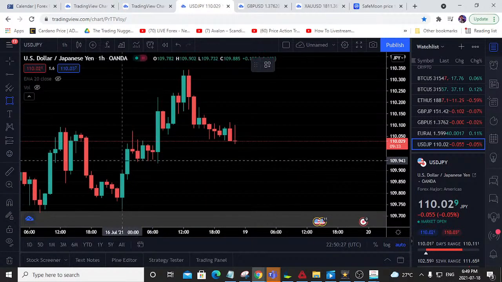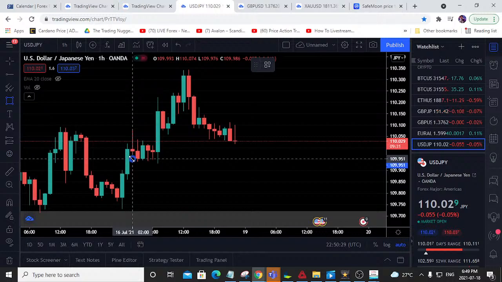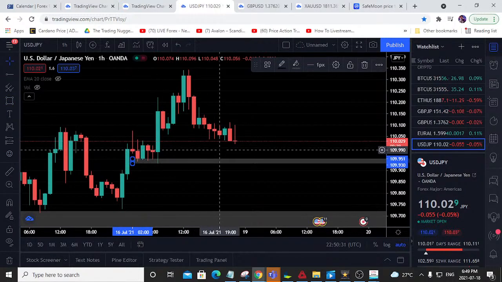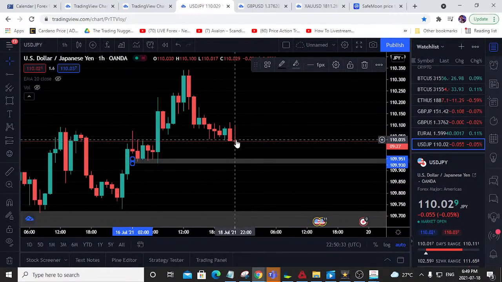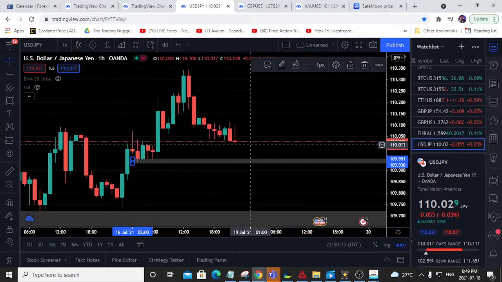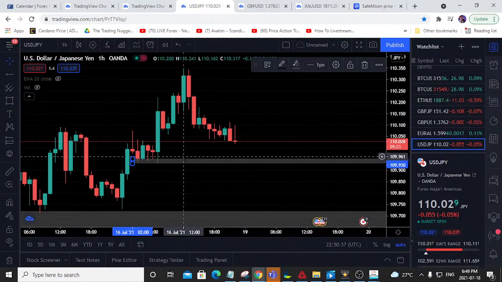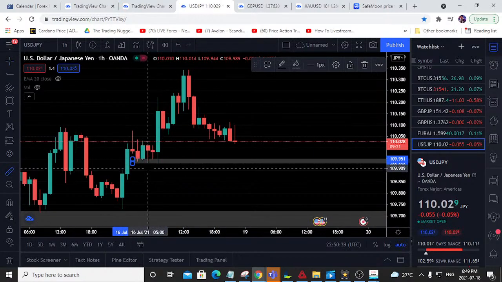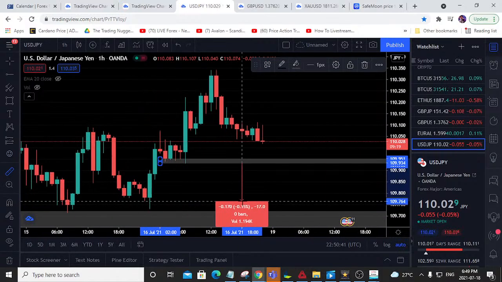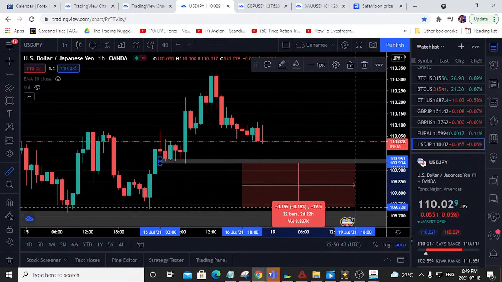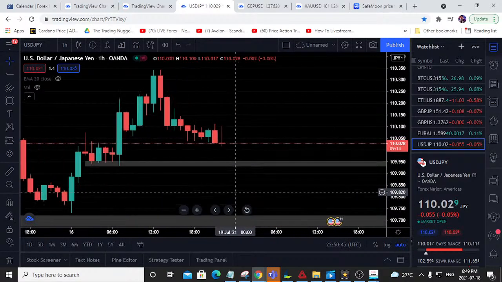I would have trouble in this area, definitely, because there might be a level of support. But if we continue to make lower lows and lower highs, breaking out of this area, we would have clean momentum to here. That's using my ruler here, approximately like 18 pips. So it's really good, actually.